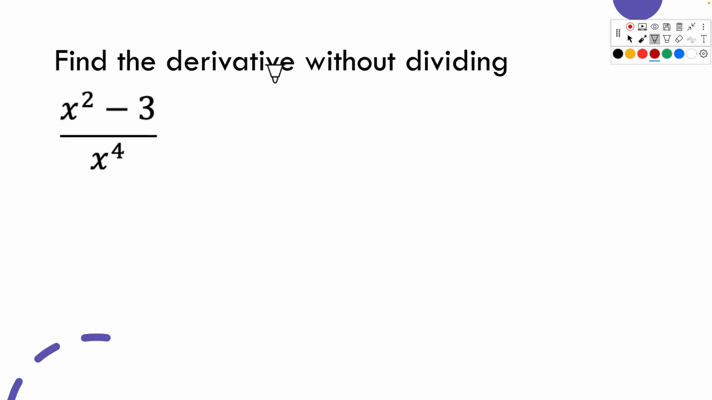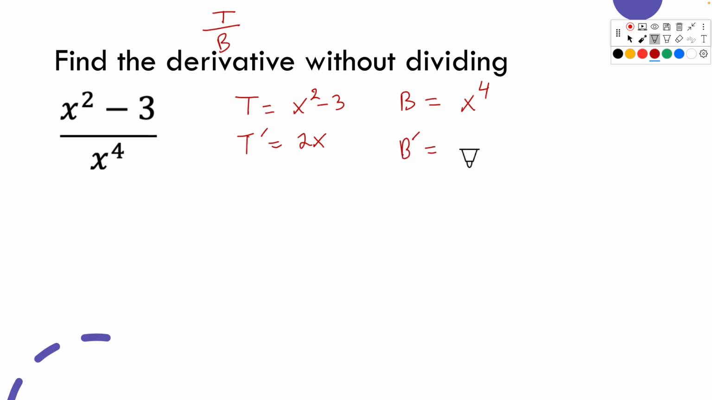So for this one, I like to use t for the top and b for the bottom. You could use n and d, but numerator and denominator, those are kind of strange words. I just go with top and bottom. So what I do, again, here's the top, x squared minus 3. I need to take the derivative of the top. That's just 2x. Then I go with the bottom. Bottom is x to the 4th. And then the derivative of the bottom is going to be 4x to the 3rd.